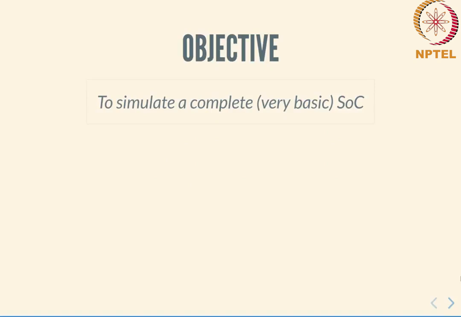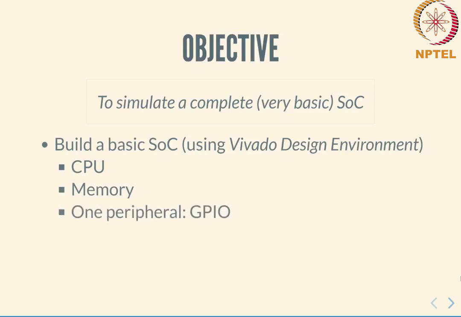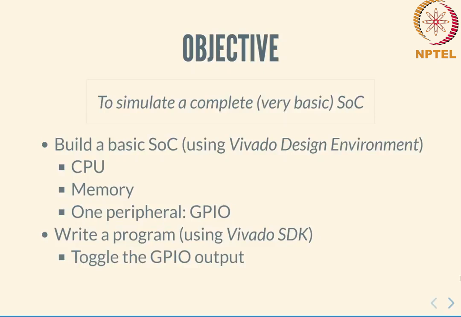The objective of this exercise is to simulate a complete, although very basic, system on chip. What we will do is build a basic SoC using the Vivado design environment. The SoC will consist of a CPU to execute a program, memory where the program will be stored, and one peripheral which is a general purpose input-output pin. In this case, just used as one output. We will write a program using the Vivado software development kit. The program will essentially cause the GPIO output to toggle. And this entire system will be simulated using the Vivado simulator.